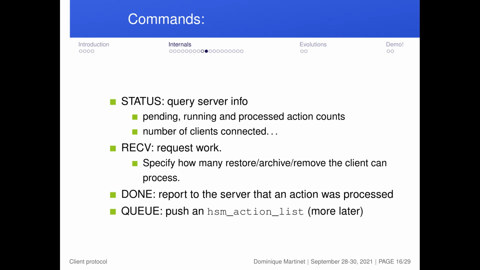Then there's a done request. That's basically the client saying, hey, I finished this, so we can handle it and give it more work. And there's a queue command that's a bit specific. It's basically pushing an HSM action list like we would do from the Lustre API receive. It's used for recovery. We'll see that in more detail later.